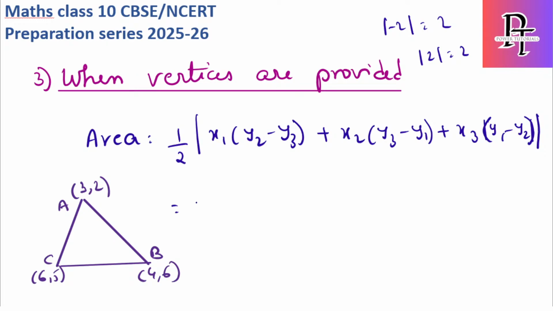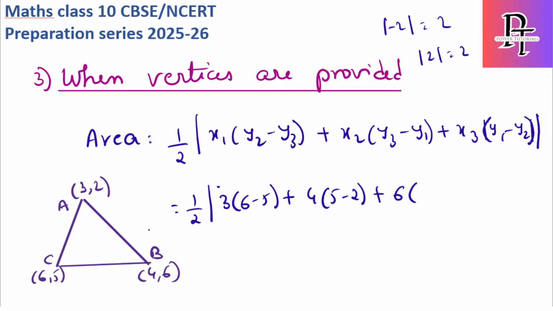So let's substitute the values. Here this becomes 1 by 2 into x1, which is 3, into y2 minus y3, which is 6 minus 5, plus x2, which is 4, into y3 minus y1, which is 5 minus 2, plus x3, which is 6, into y1 minus y2, which is 2 minus 4.